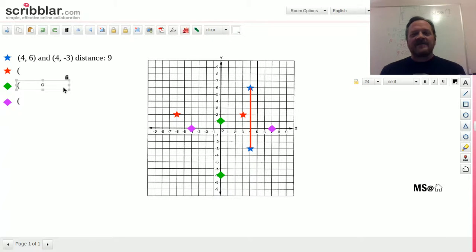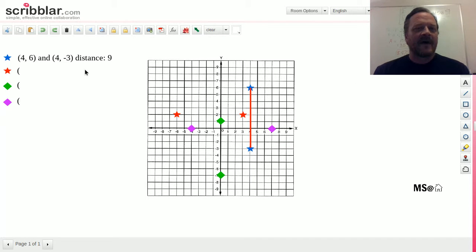What is the difference between 6, right here, and -3? Well, the difference between 6 and -3 is the same as saying 6 minus -3. What's 6 minus -3? So let's go back to our subtraction of integers. It's the same as adding the opposite, right? So it's actually the same as 6 plus +3. What is 6 plus +3? 9.